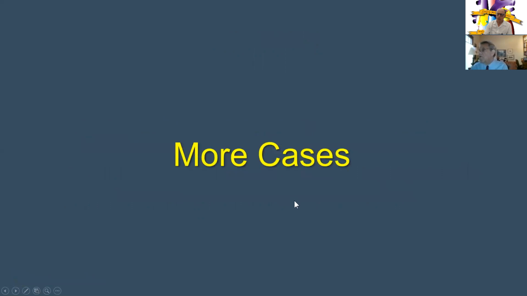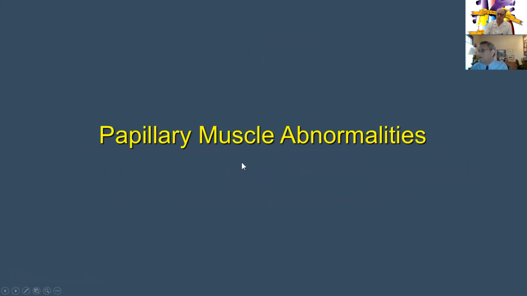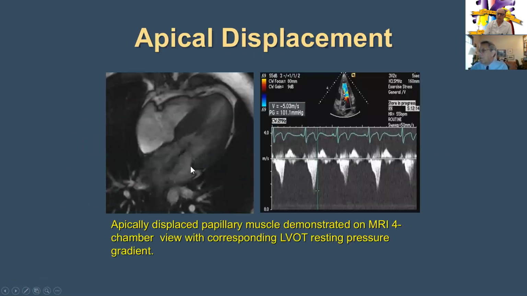Now I'm going to show you a few more cases. This is one that had papillary muscle abnormalities. And this is one, this was an MRI scan showing apically displaced papillary muscles. Seen here, the gradient and hypertrophy. Seen here, the gradient was 101 millimeters of mercury.